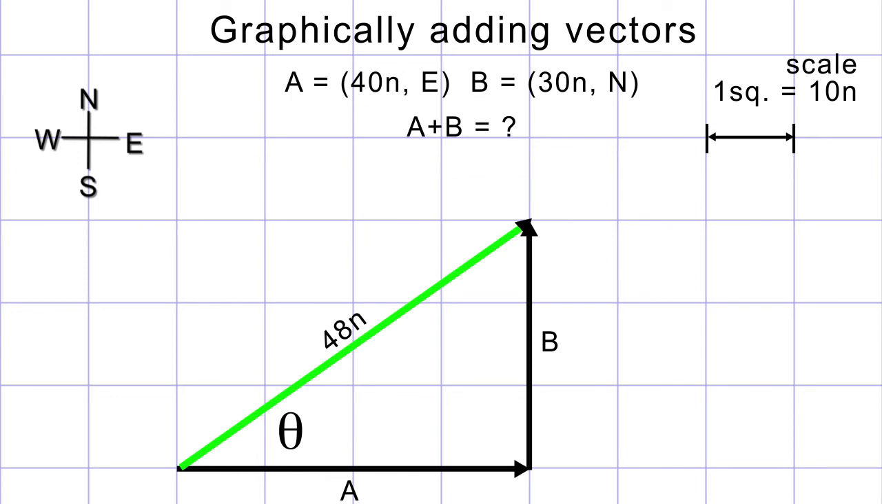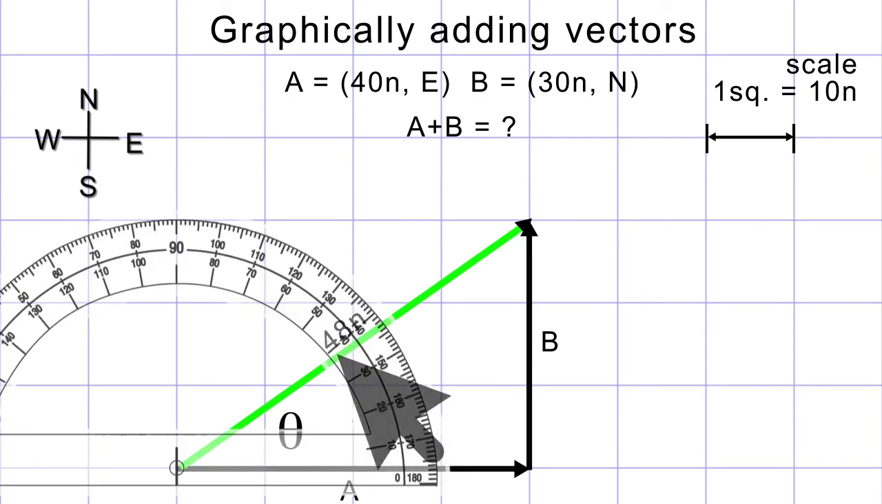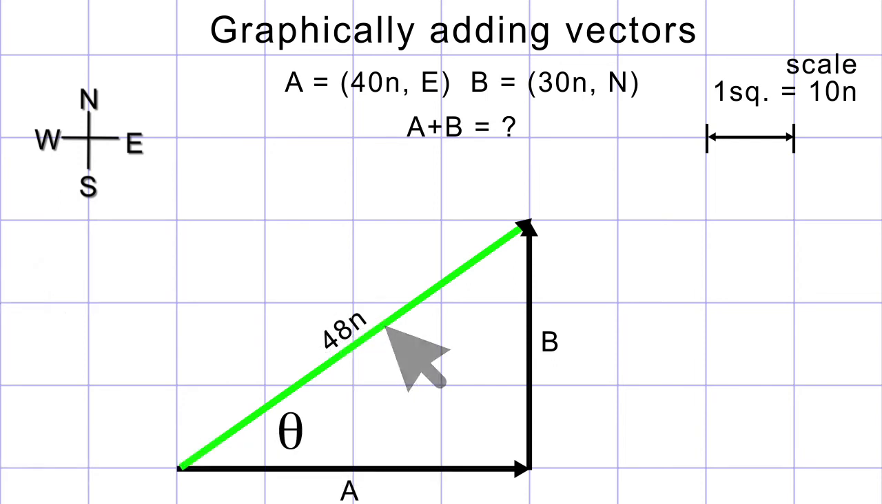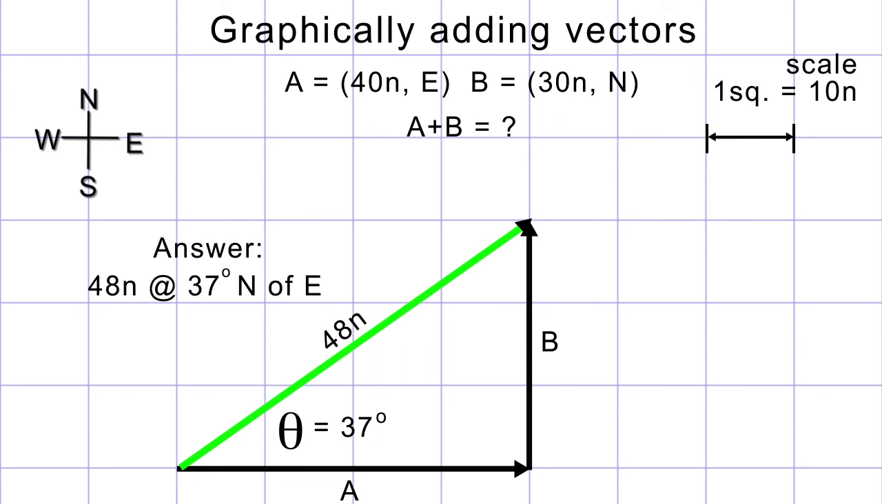So now I need to find the angle theta. I grab a protractor, I read it, and I go to 37. See the arrow there? So I'm thinking that that angle is 37 degrees. So I'll go ahead and write that next to the Greek letter there, which is theta. It looks like a circle with a line through it. So 37 degrees. So I have 48 newtons at 37 degrees north of east. That is my answer. That's how you do it graphically.